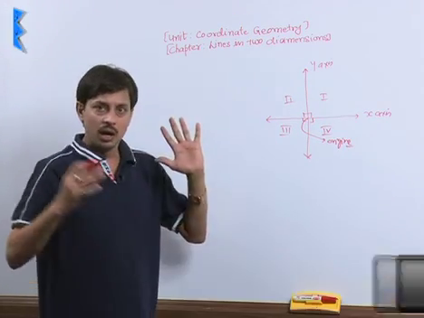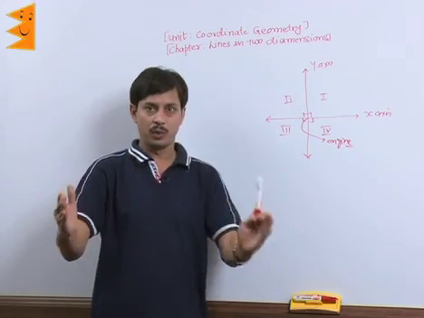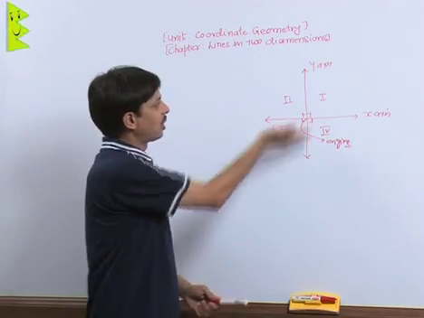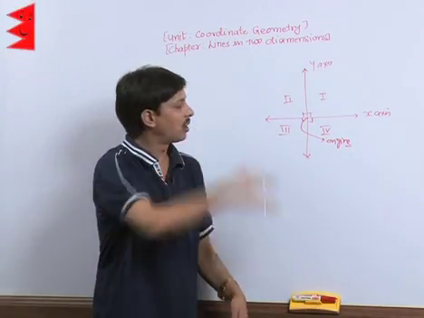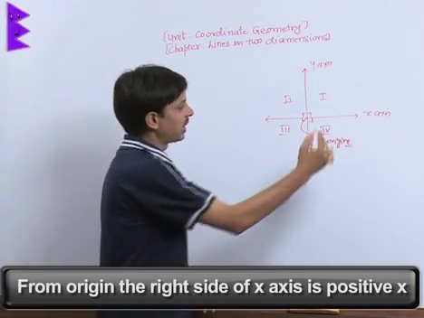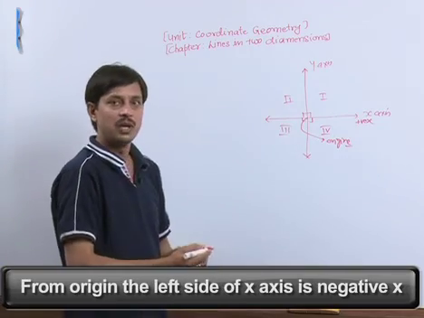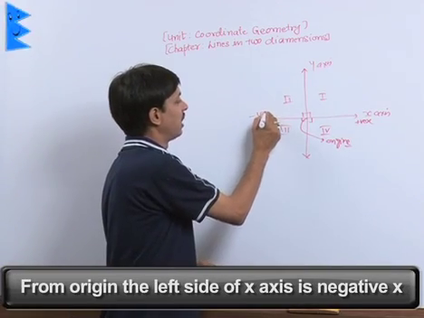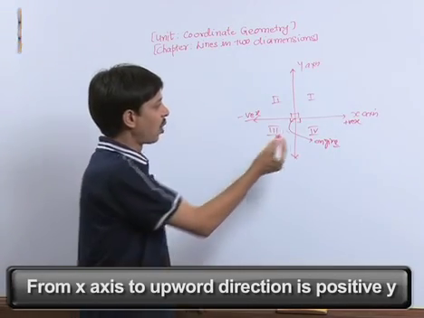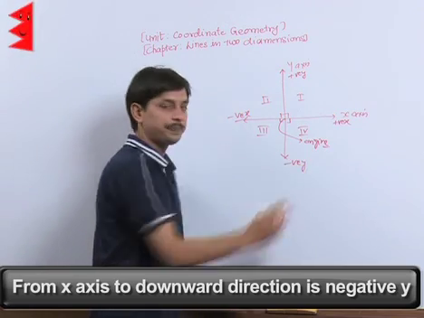Now we are coming to explain which part of the x-axis is the positive zone and which part of the x-axis is the negative zone. Which part of the y-axis is positive and which part of the y-axis is negative. As is clear, from the origin, the right side portion of the x-axis is known as positive x, and from the origin, the left side part is known as negative x. Similarly, if you move up from the x-axis it is positive y and down from it is negative y.